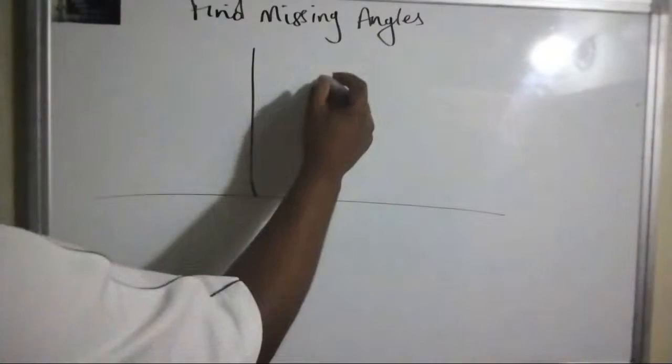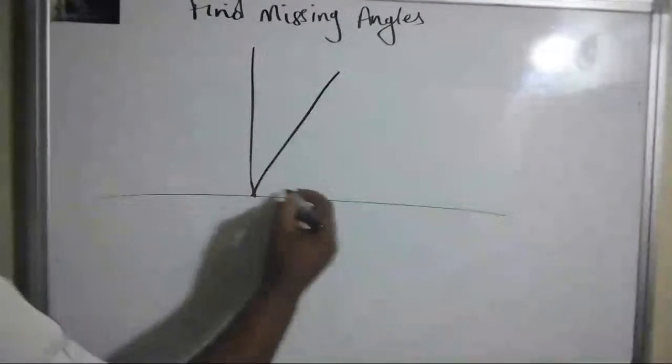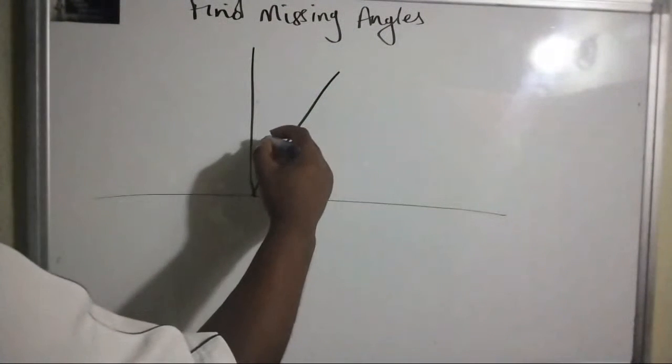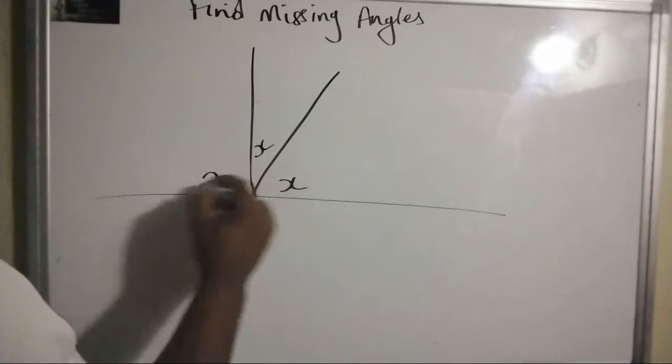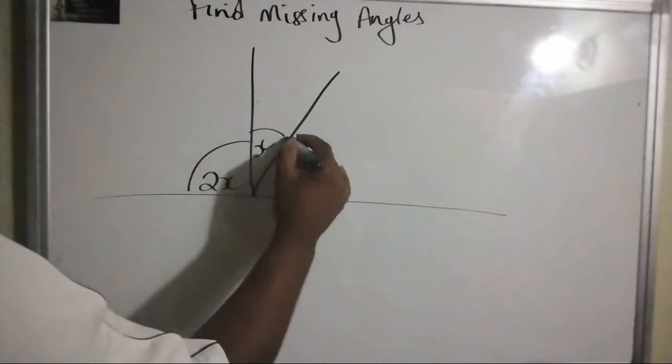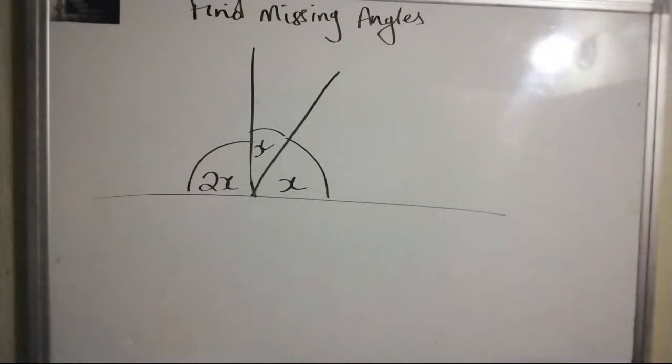Alright, I want you guys to try this one. Let's try this one for yourself. What will be the value of x right there? So we have x, a bar, and 2x.